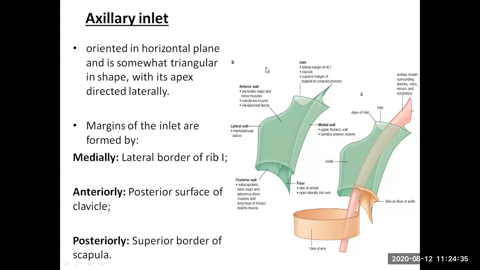It is somewhat triangular in shape. If you see the shape of the inlet, it is a little bit triangular. Since it is triangular, it has a base and an apex. The apex is directed laterally. Since it is triangular, it must have three boundaries.